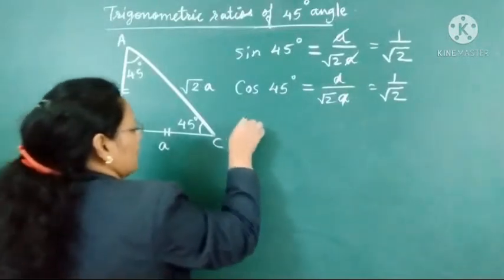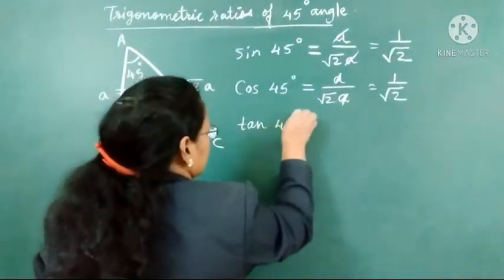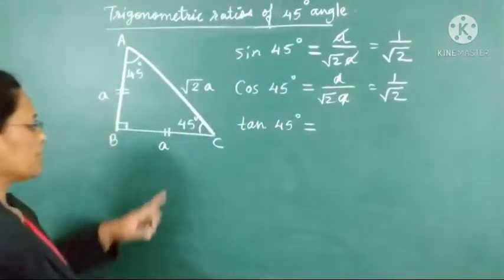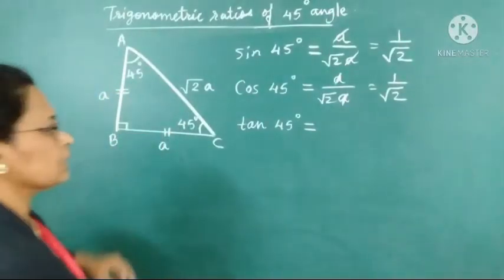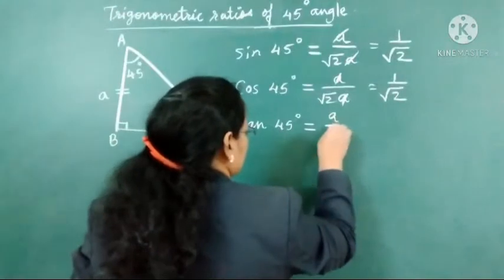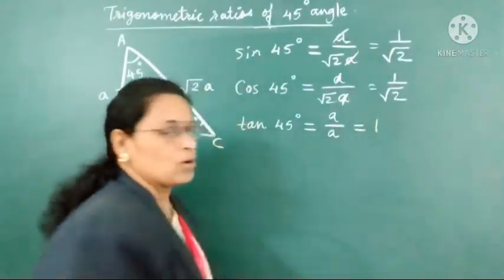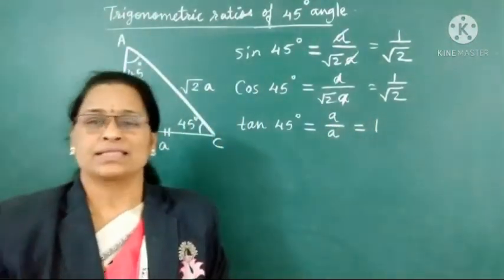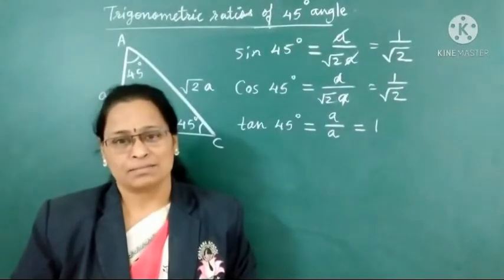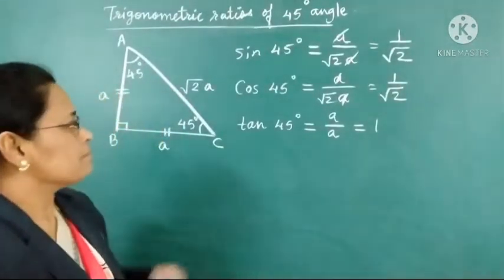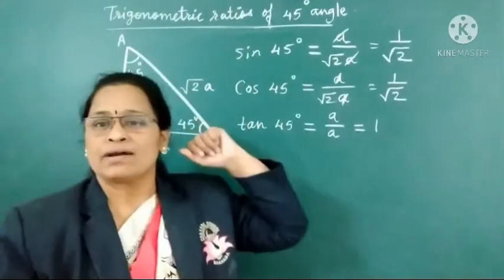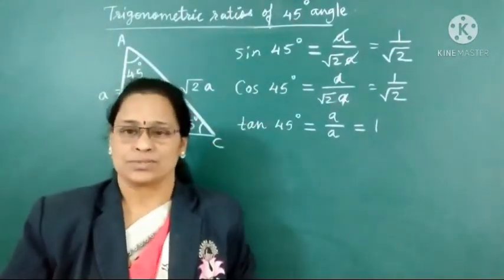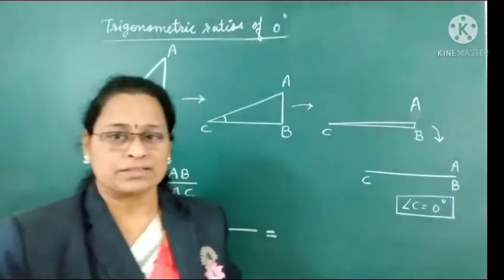Let's find out tan 45 degree. Tan 45 degree is the ratio of opposite side to the adjacent side. That is a upon a, and that is equal to 1. So like this, three more values you can learn, and remember tan 45, 1, cos 45 degree 1 by root 2, sin 45 degree 1 by root 2. Some more values we'll see.